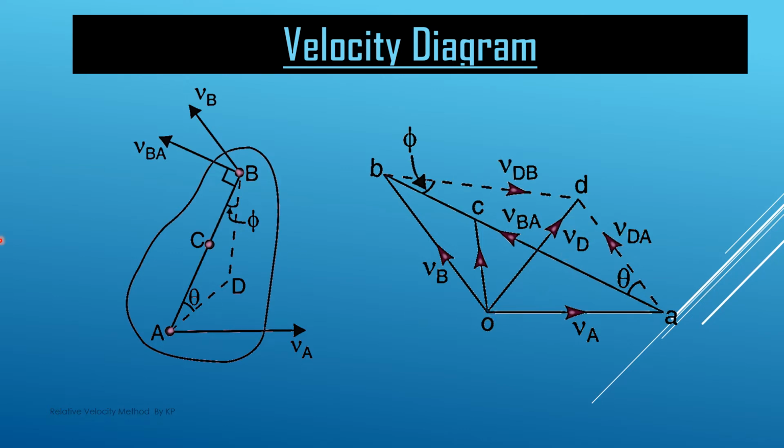So we will see how from the space diagram we draw the velocity diagram, and how we find out the absolute velocity and relative velocity of any of the points with respect to the other point.